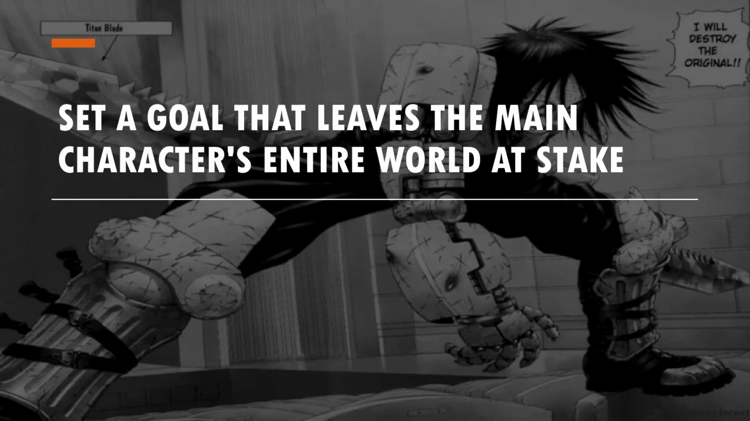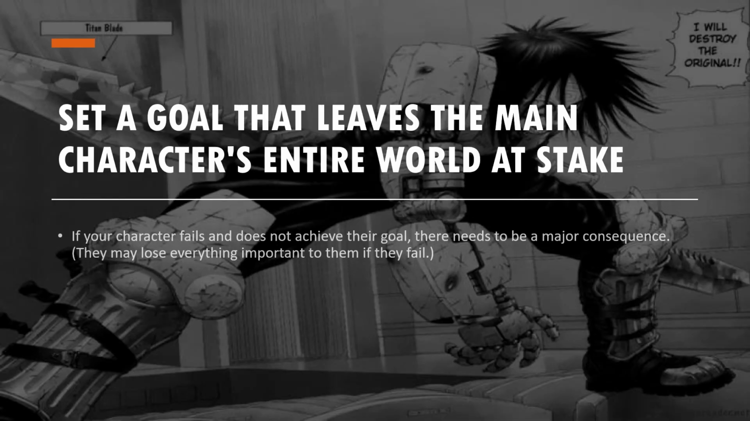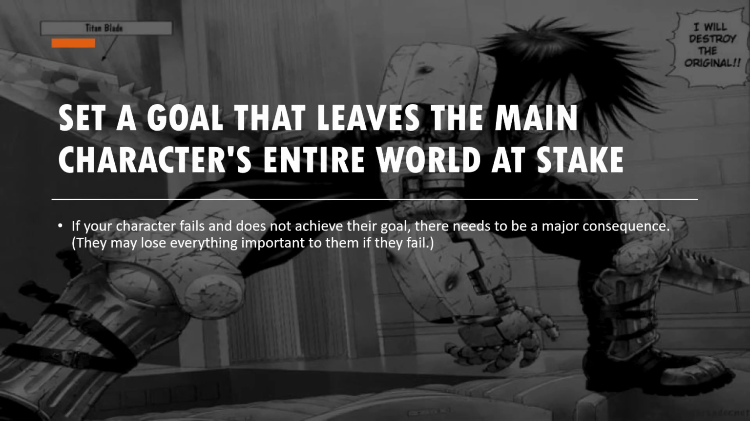You also want to give your character a goal that sets your main character's entire world at stake. Now keep in mind that I say main character's entire world. This does not necessarily mean the whole world, but it can be. But you need to think about what means the entire world to your character, and you need to put that thing at stake. Basically, you need to give your character such an important goal that they may lose everything they care about if they fail.